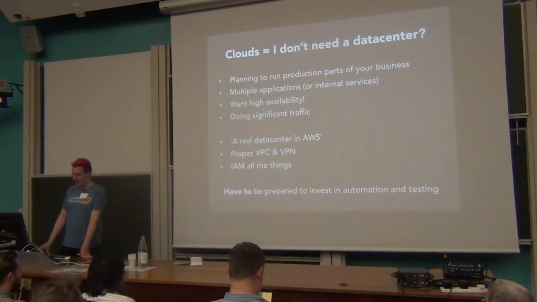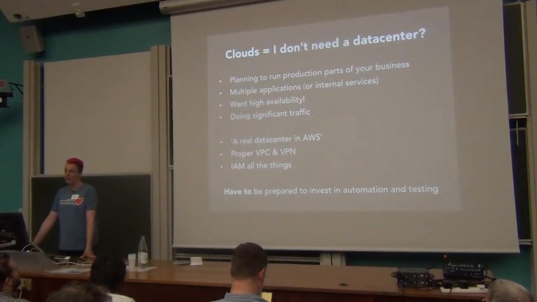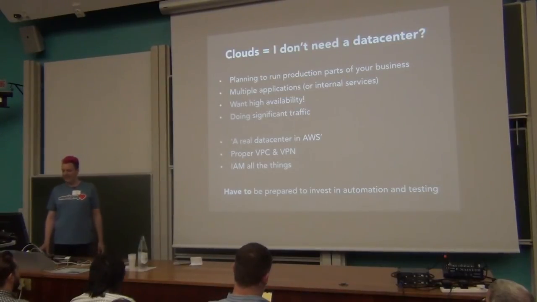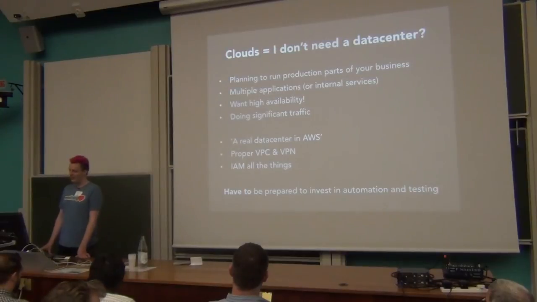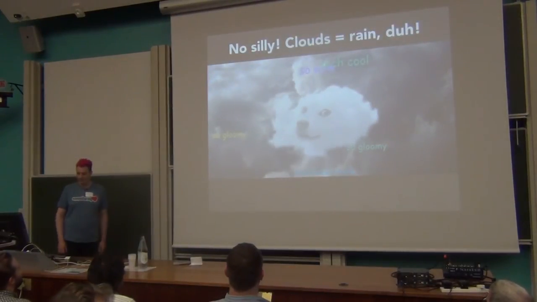A real kicker is that you have to be prepared to invest in automation first. If you're big in the cloud, this is a necessity. You can kind of get away with it if you have your own real data center. Pretty much can't in the cloud. Because cloud doesn't really mean I don't need a data center. Cloud actually just means it's going to rain on me all the time. Right?